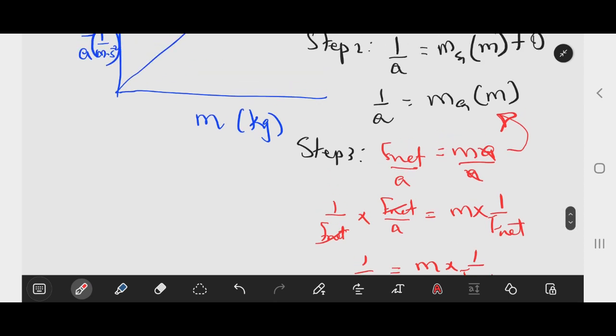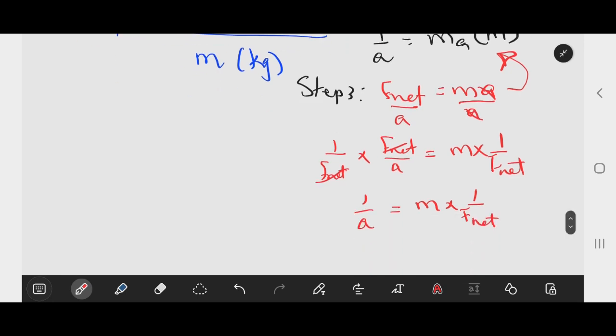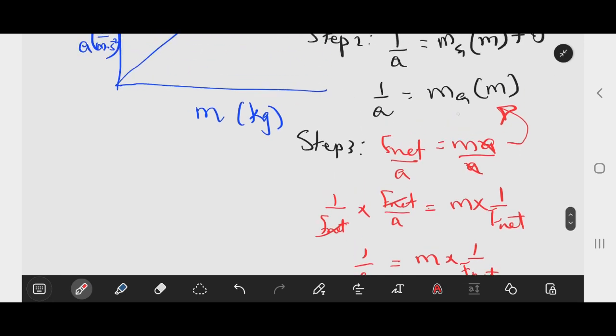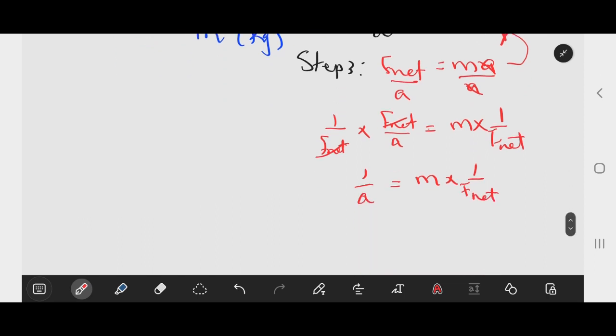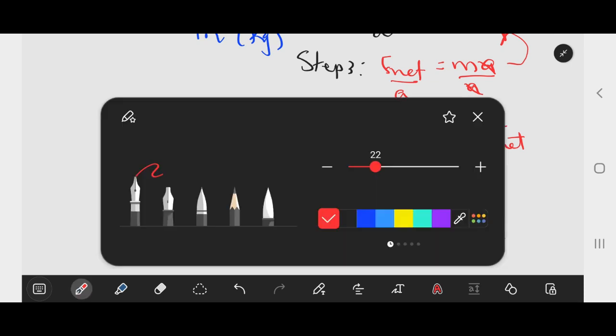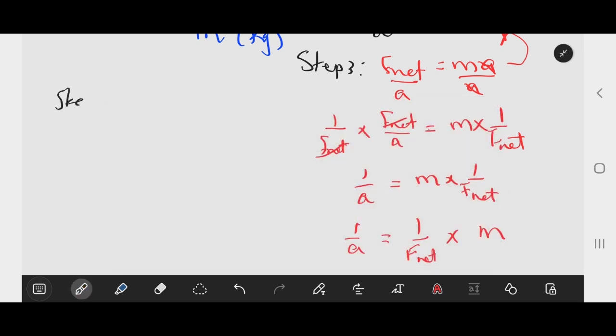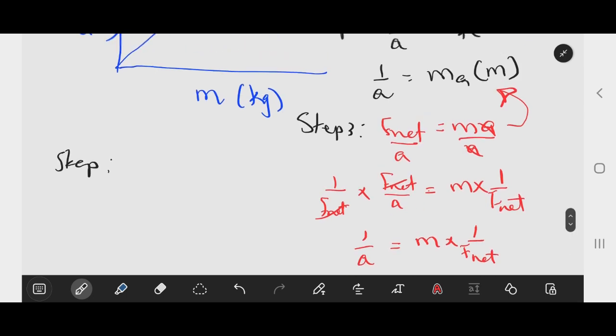But if you look at the equation in step number 2, it says 1 over a is equal to the gradient times the mass, so the mass is at the end. So we can write this as 1 over a equals 1 over F net times the mass at the end. So step number 4, we compare the two. In step number 2, the formula we have obtained is 1 over acceleration equals the gradient of the graph multiplied by the mass of the object.